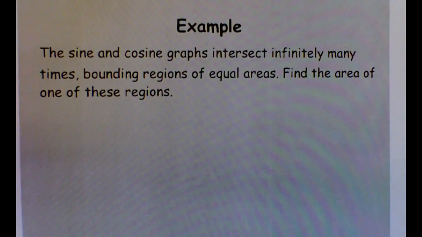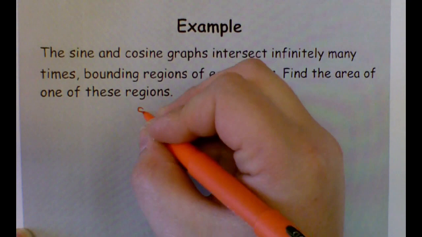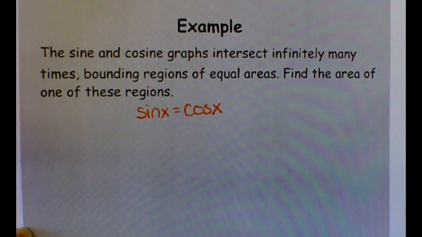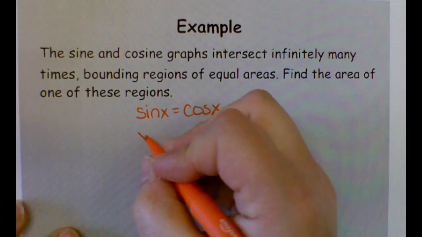All right, so these sine and cosine graphs intersect infinitely many times, right? Over and over and over, bounding several regions that have the same exact areas. So let's find the area of one of those regions. So we want to know, where does sine of x equal cosine of x? Well, that happens at pi over 4.